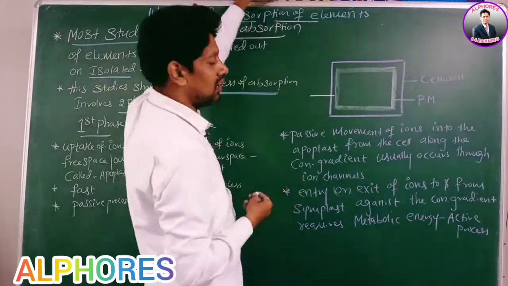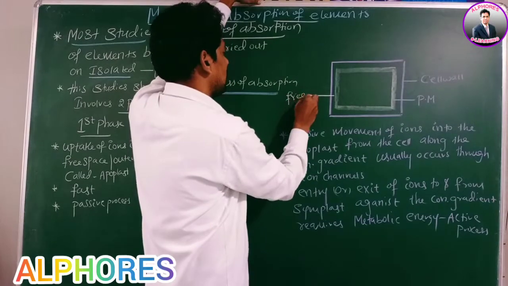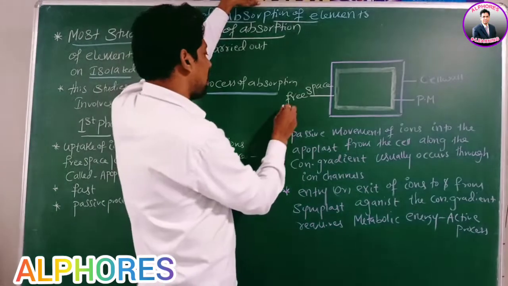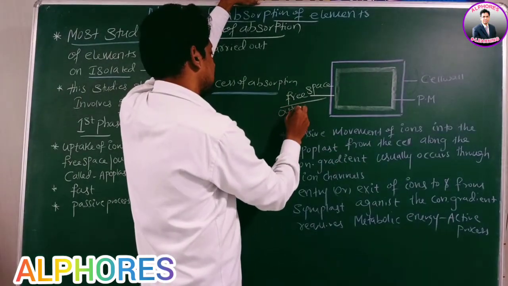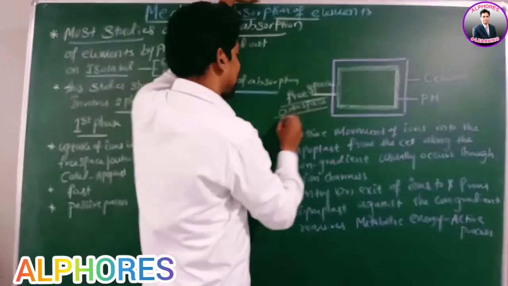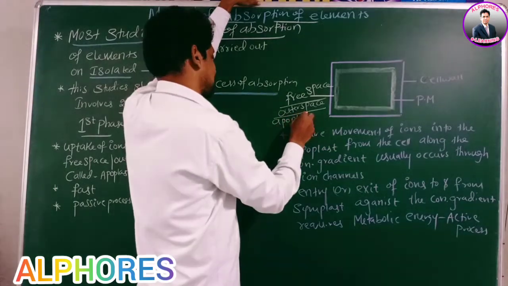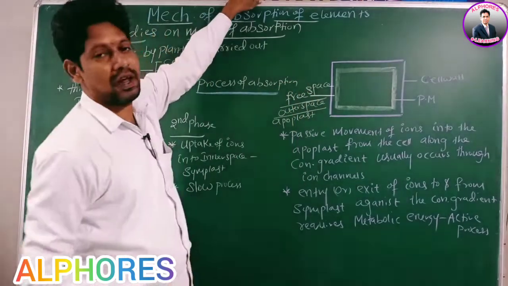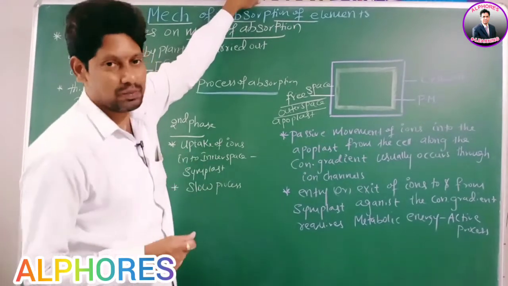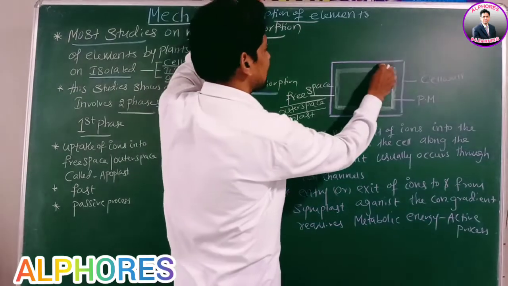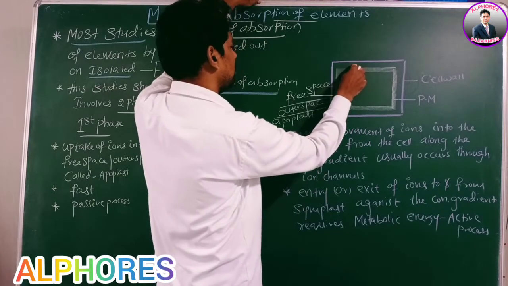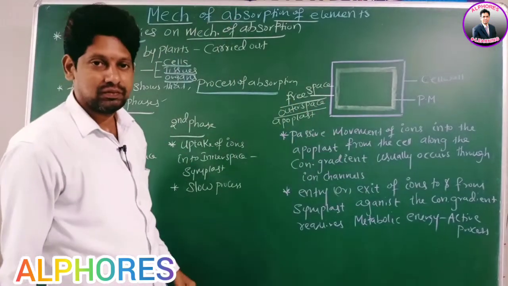This space is called the free space. It is also called the outer space. It is also called the apoplast. I am speaking about the space present between the cell wall and plasma membrane. This space is called the free space or outer space or apoplast. Is it okay?